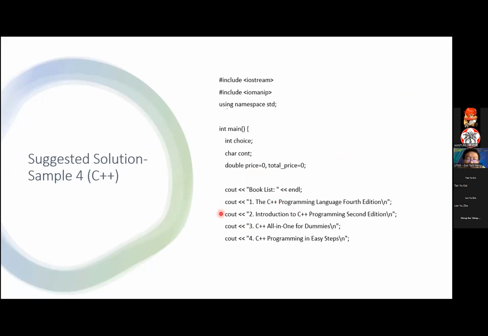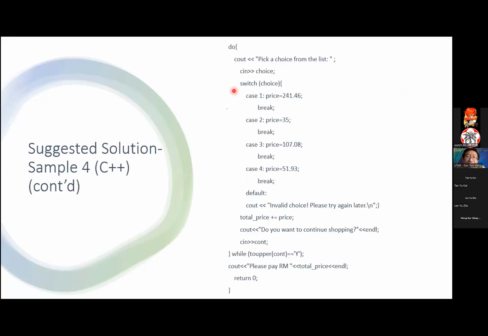We use this cout here to display the menu, and after that, you can see we have this do while loop. The do while loop will loop until the variable cont has the value y. It will continue to loop as long as that holds. Which means that when the user enters n, this do while loop will terminate. When the do while loop terminates, you ask the user to please pay the total price.